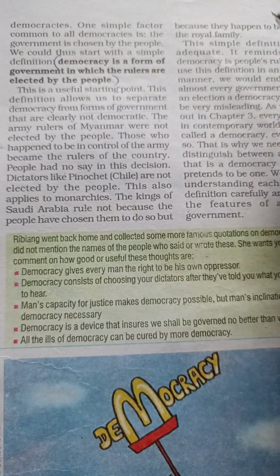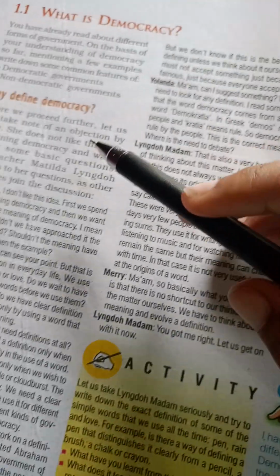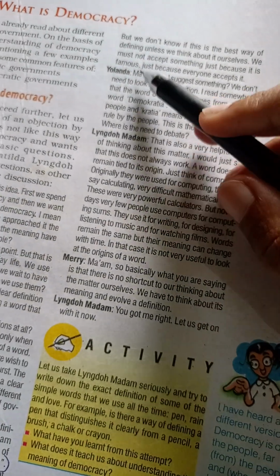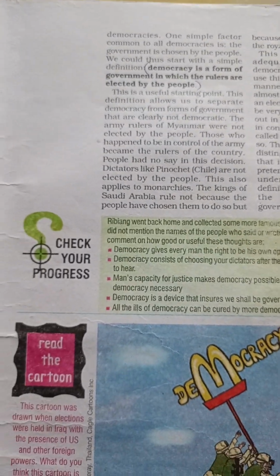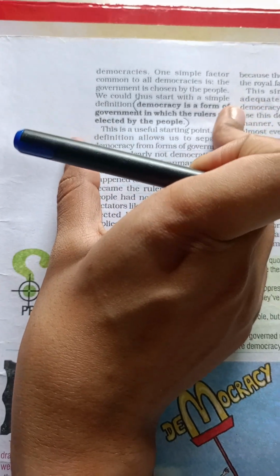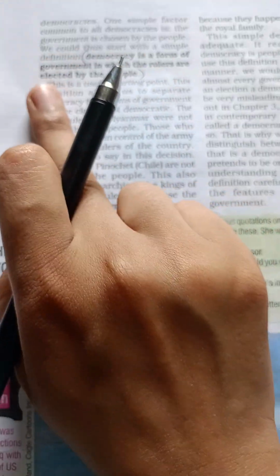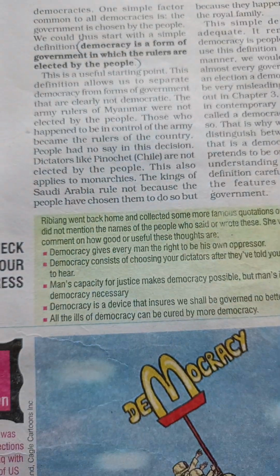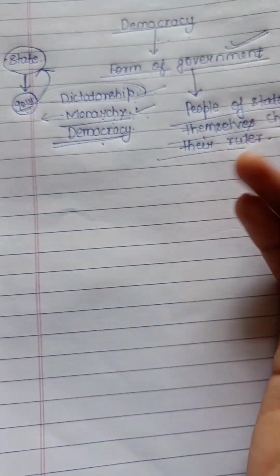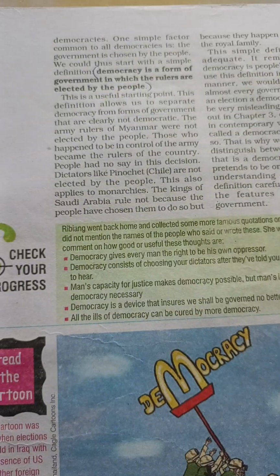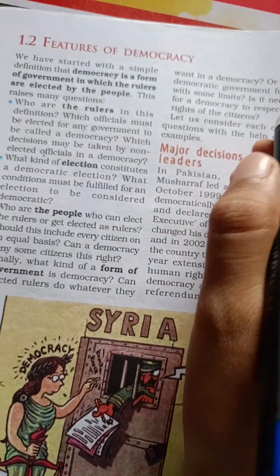So then there is a story, because this chapter is completely story based. It's basically a conversation between ma'am and the students of the class. So this is a conversation, but the crux, I'm telling you, is that what they have written is: democracy is a form of government in which rulers are elected by the people. So here we get the definition that democracy is a form of government where rulers are elected by the people. Means it is for the people to decide who is going to be the ruler.